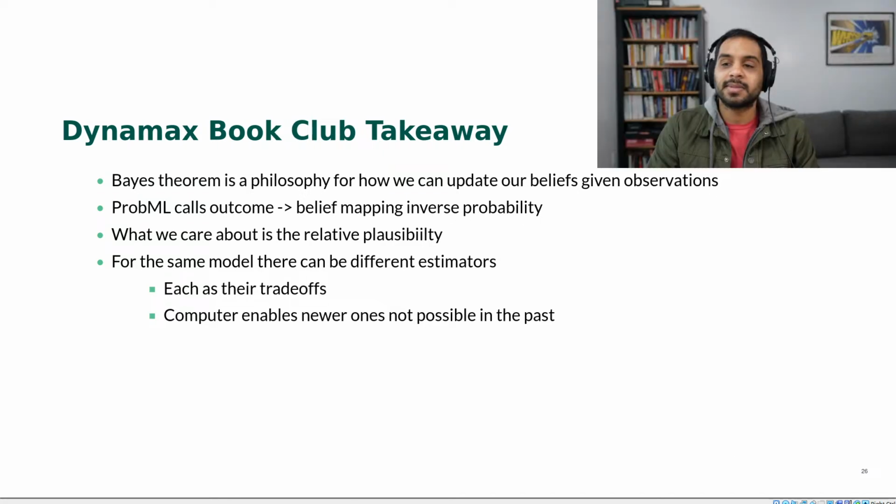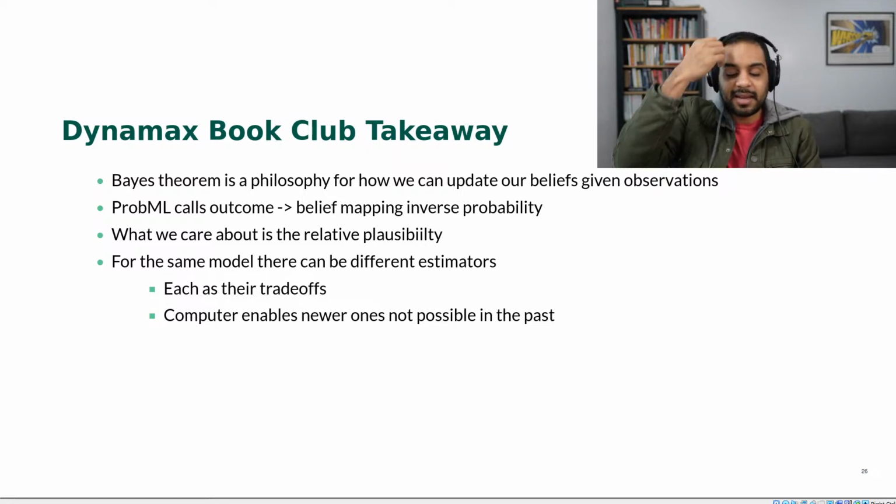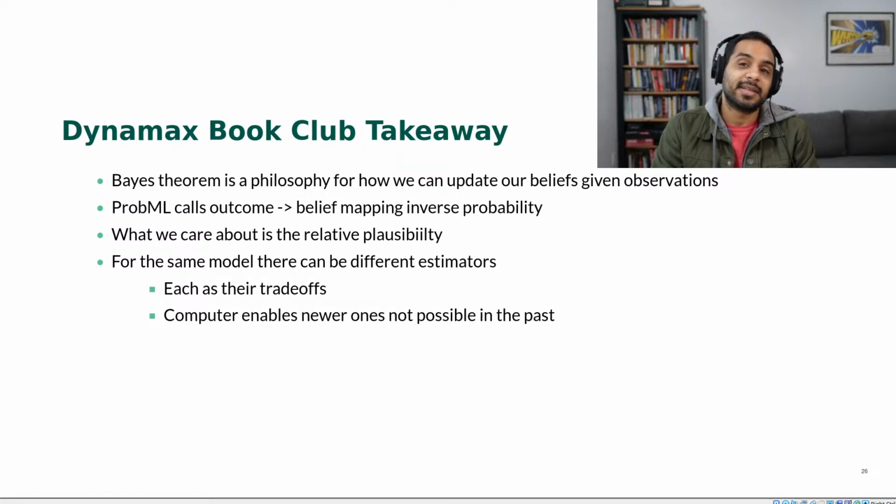We see a bunch of outcomes. We want to understand what our beliefs of the world may be, or map them to our beliefs, which is inverse probability. What we care about is this thing called relative plausibility. I didn't mention it so much in the previous slides, but we don't care so much about the exact probability somebody has COVID. We just care, relative to our prior beliefs, whether we believe it more likely that they have COVID or not, let's say. And it'll be the same for a lot of the problems that we work on.